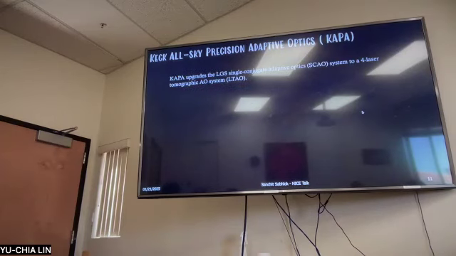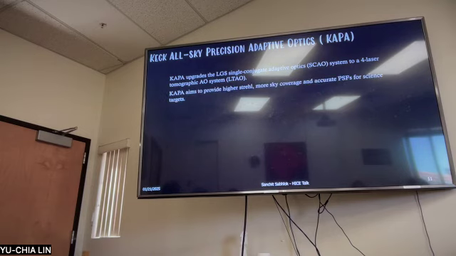So what is KAPA and how does this whole approach fit in with this upcoming project? This entire research was funded to work for KAPA. So what is KAPA? It's upgrading the single laser guide star, single conjugate adaptive optics to a 4 laser guide star system. The goal is to improve the Strehl, improve the sky coverage, and have accurate PSFs.